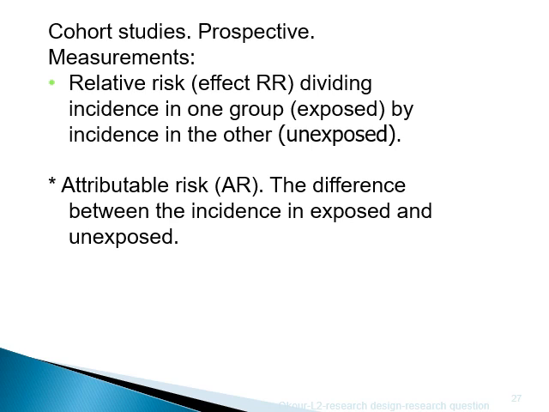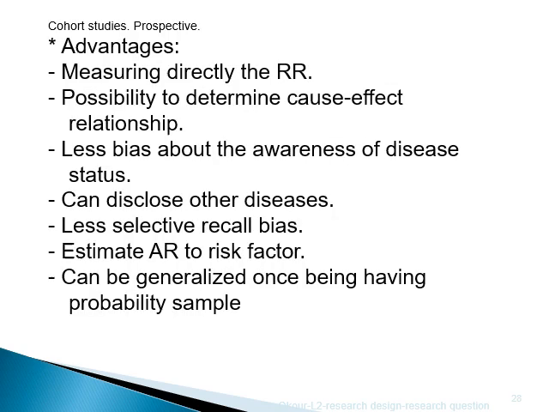Also, in cohort studies, we measure relative risk, the effect, RR. Relative risk is dividing the incidence in one group exposed by the incidence in the other unexposed. And attributable risk, AR, is the difference between the incidence in exposed and unexposed. What are the advantages of relative risk? Possibility to determine cause-effect relationship.